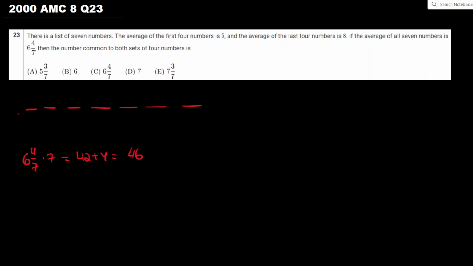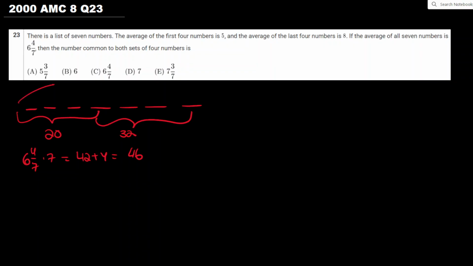The average of the first 4 numbers is 5, which means that all 4 numbers added together is 20. The average of the last 4 numbers is 8, which means that all 4 numbers added together is 32.